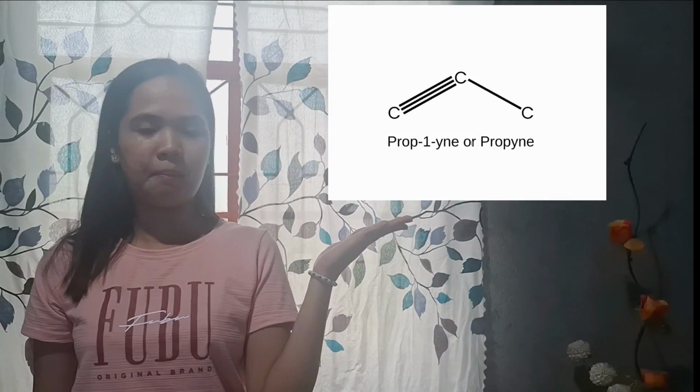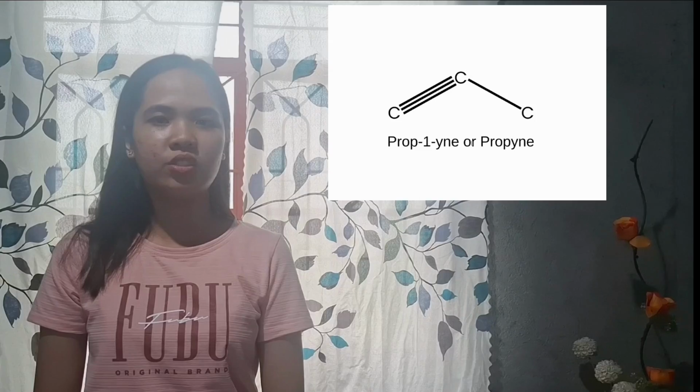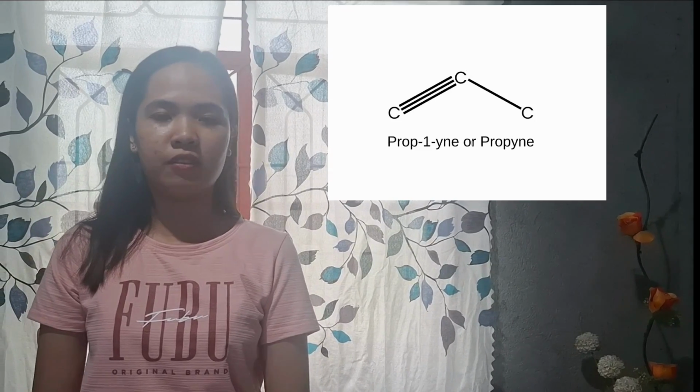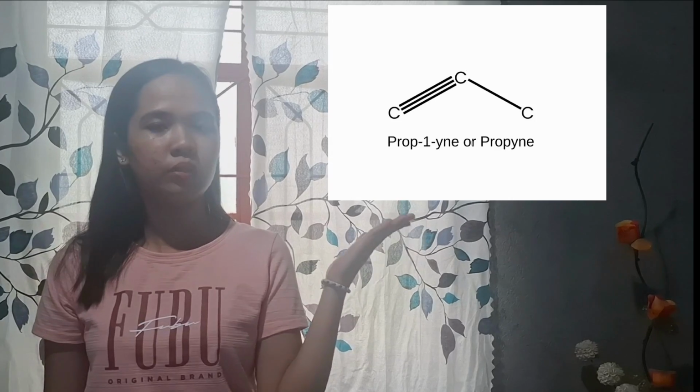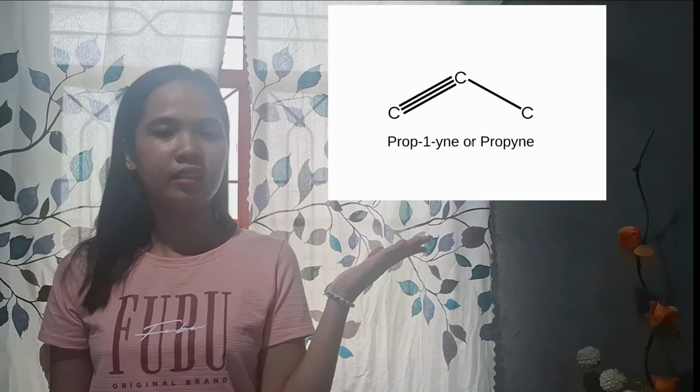Let's take a look at this example. The longest chain has 3 carbons, which gives the prefix prop. The triple bond starts at carbon 1, so the answer is prop-1-yne, or simply propyne.